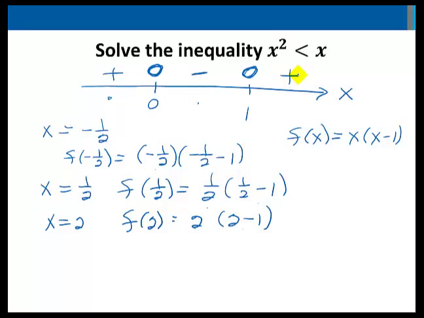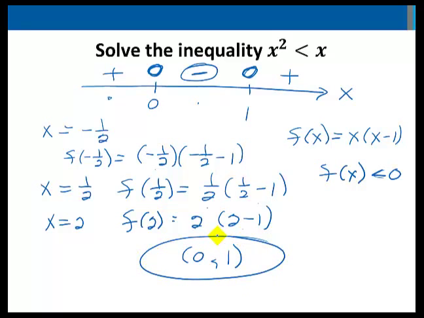So to solve where f of x is less than 0, I will not include the zeros this time because we have strictly less than 0. And what I am looking for actually is minus signs here. I'm looking for where f of x is less than 0. And so my solution for this inequality will be x values between 0 and 1, not including 0 and 1.